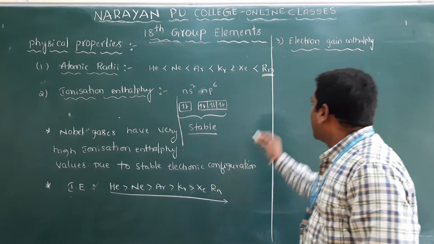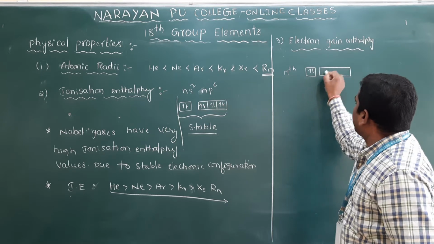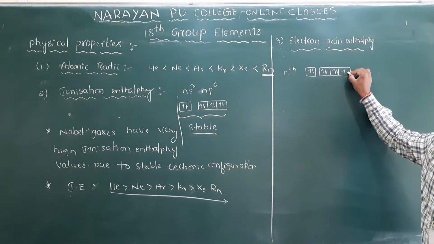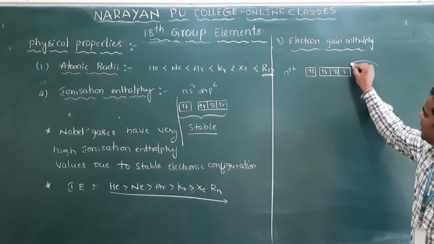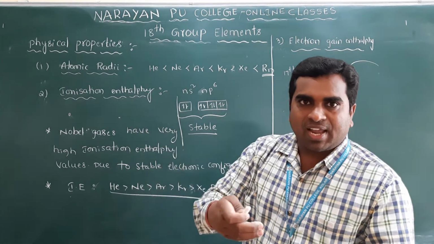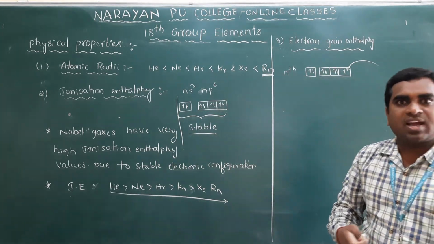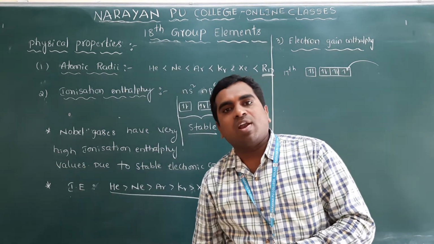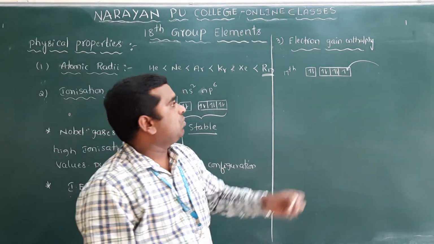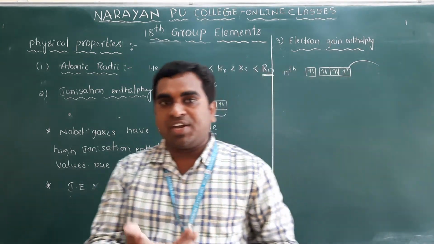Which group here? The 17th group. What is the general electronic configuration? ns2 np5. That means it has 2 plus 5 electrons, so one electron is less to get the stable electronic configuration, and they have a very high tendency to accept the electron. When they accept the electron, they become more stable, and when they change from less stable to more stable, energy is released. That we call electron gain enthalpy. When we add the electron, some energy is released, and energy released means the values are negative.